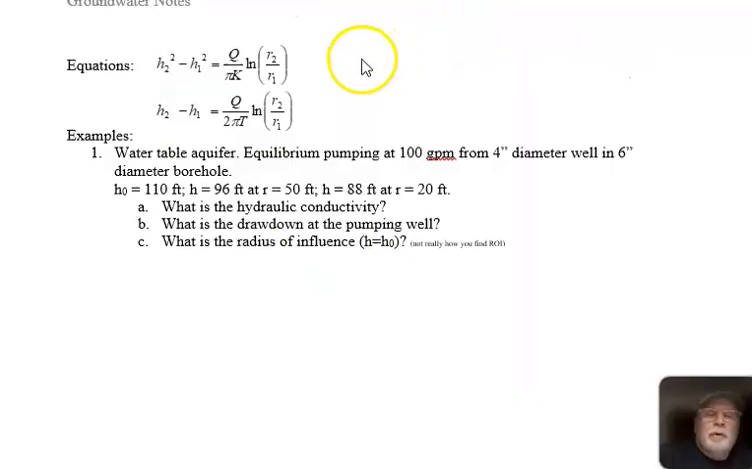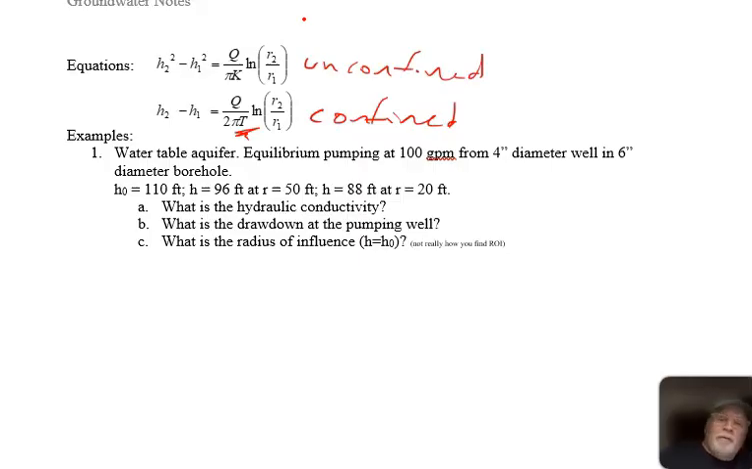So here's the summary of the two equations. The square tells you that this one is for the unconfined case, and the non-square tells that this one is for the confined case. Also, the fact that it uses a T instead of a K, where T equals K B, tells you that it's confined. All right, so here's an example of the unconfined case. Water table aquifer, that means it's unconfined. Water table aquifer and unconfined mean the same thing.